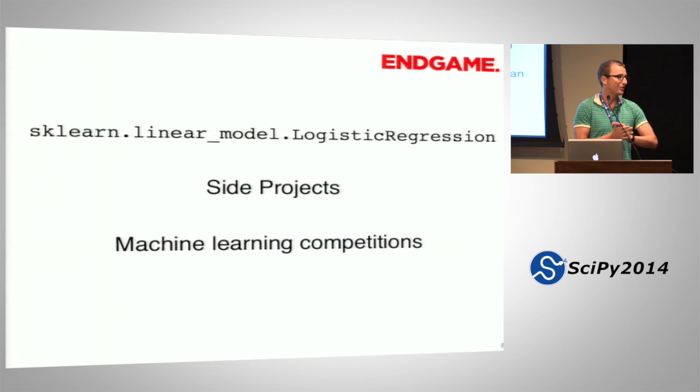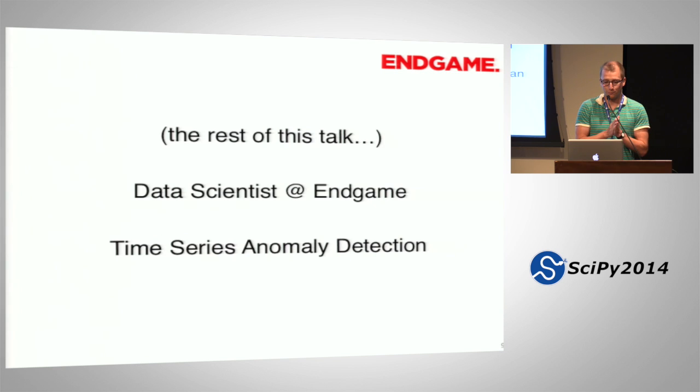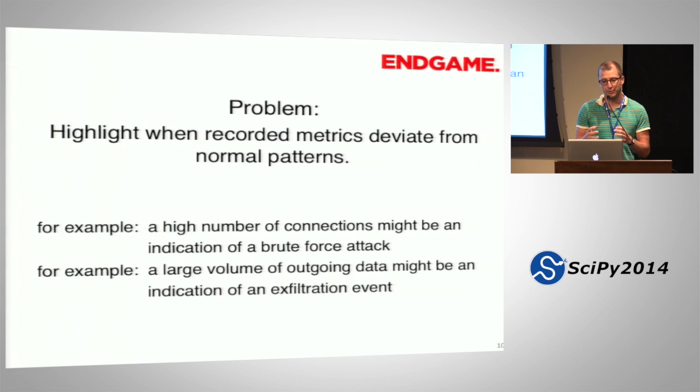So what do I want to do there? Well, what we want to do is make a baseline of what someone's network or what their computers are doing normally, and then highlight to security professionals when that behavior becomes abnormal. And so, for example, here are two examples of why that abnormal behavior might be an indication of a security event. A high number of connections might be an example of a brute force attack, or a large volume of data leaving a certain IP might be an example of an exfiltration event.